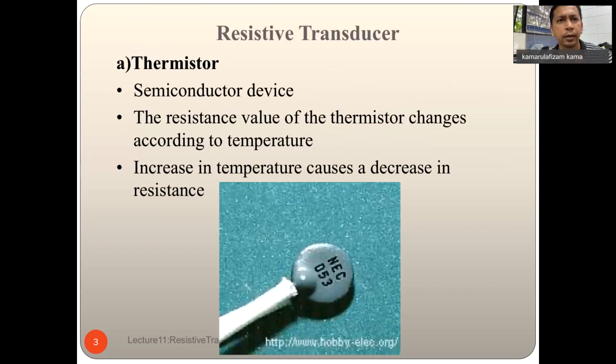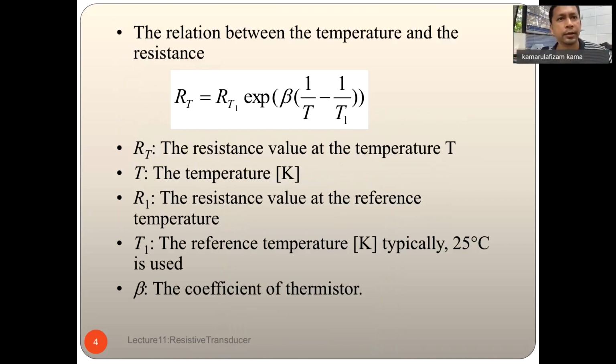Okay, when the temperature changes. Okay, please take note of this statement. The increase in temperature basically causes a decrease in resistance. So when the temperature goes up, basically the R goes down. So you have to take note of this for the thermistor. Temperature up, resistance down. Okay. So this is the relationship between the R and the T. Okay. Temperature change, R change.